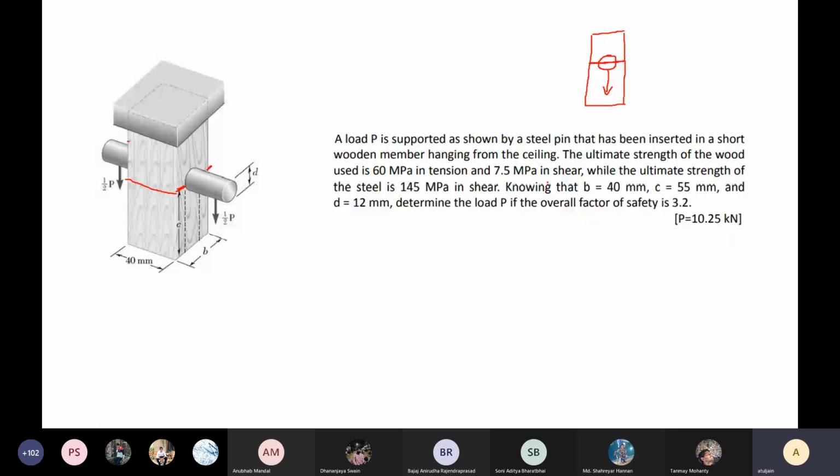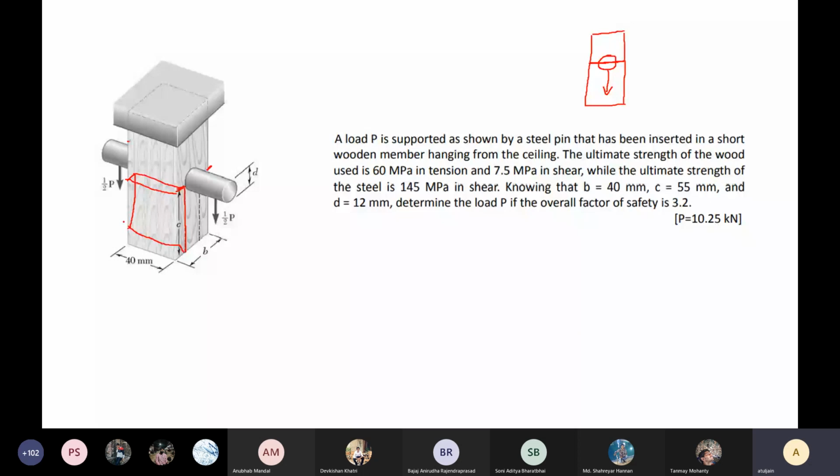Sir, D. So it is going to be C minus D by 2 into 40. No, 40 into C. Why not? This region. So C minus D by 2, no, sir. No, 40 into C. This region. Yes, sir. 40 into C. Keep in mind this is double shear. So 2 into 40 into C is the relevant area.